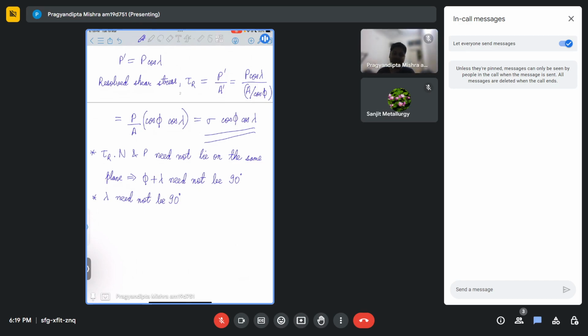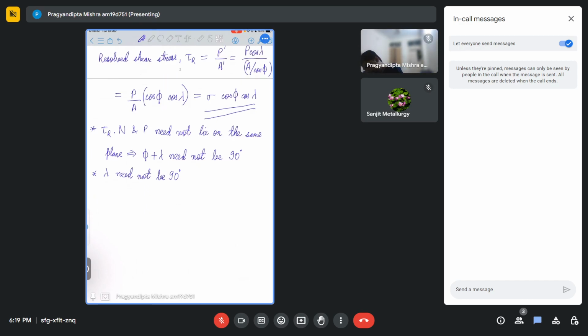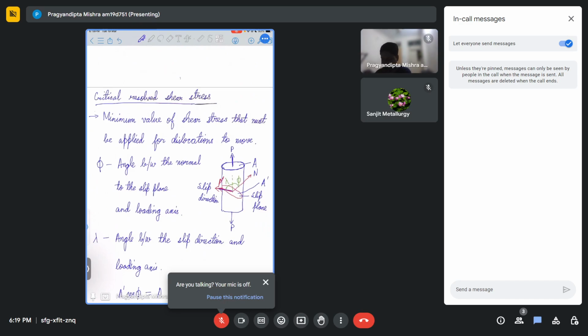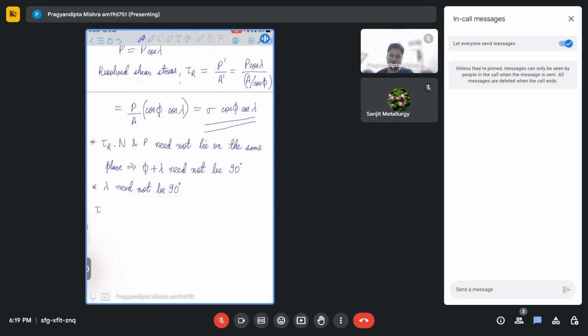So now that we have talked about resolved shear stress, what do we mean by critical resolved shear stress? What is the reason why we want to move from resolved shear stress to critical resolved shear stress? What did I define CRSS as earlier? It is the minimum value of shear stress that must be applied for dislocation to move, right? So what does this remind you? It is like a threshold value, right? Like a yield value. Like yield strength was a threshold value. It's not exactly yield strength, but it is like yield strength.